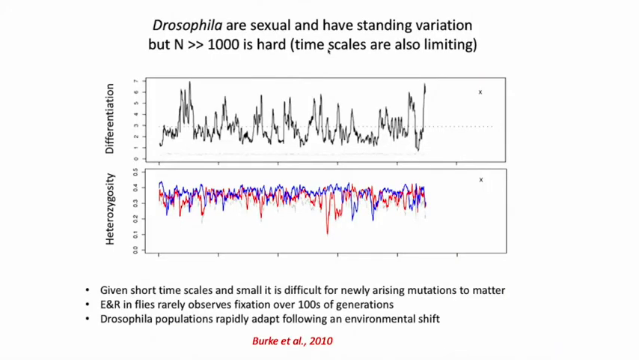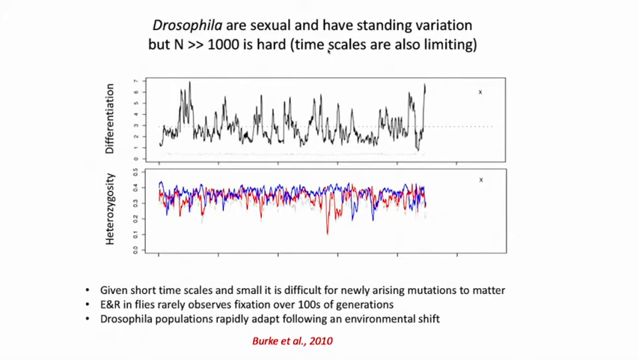Okay. What about Drosophila? I mean, there's a lot of advantages to Drosophila. They're sexual. They have standing variation. It's hard to keep N above 1,000. It's hard to do a lot of replicates. They have a fairly big genome size. You're also a little limited in that it's hard to do experiments lasting more than a few hundred generations. But they're a great system for applying an environmental shift, and look what happened.